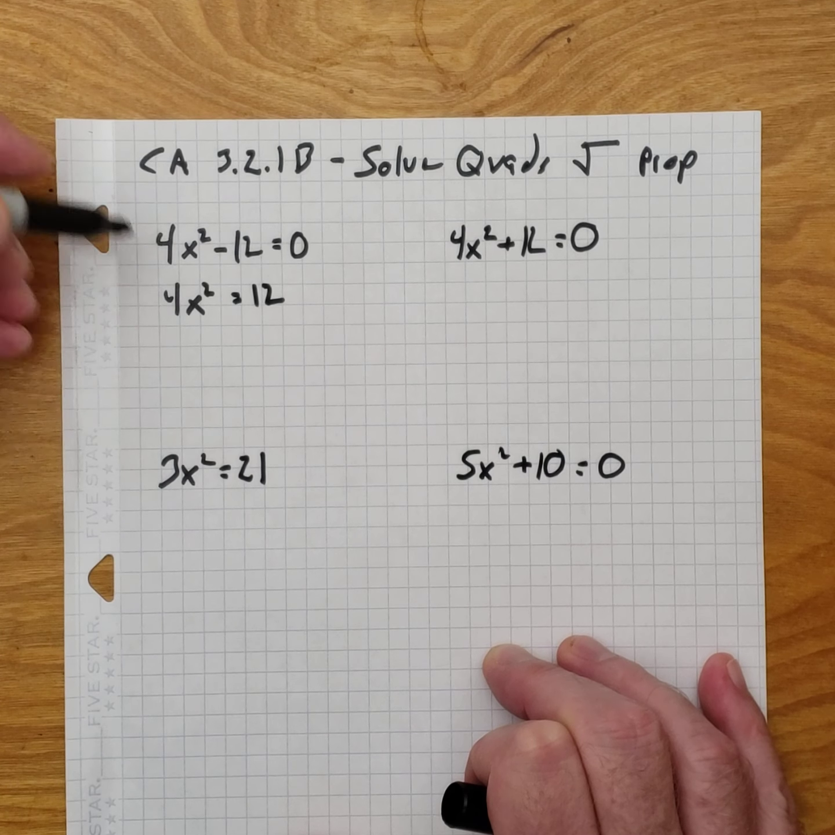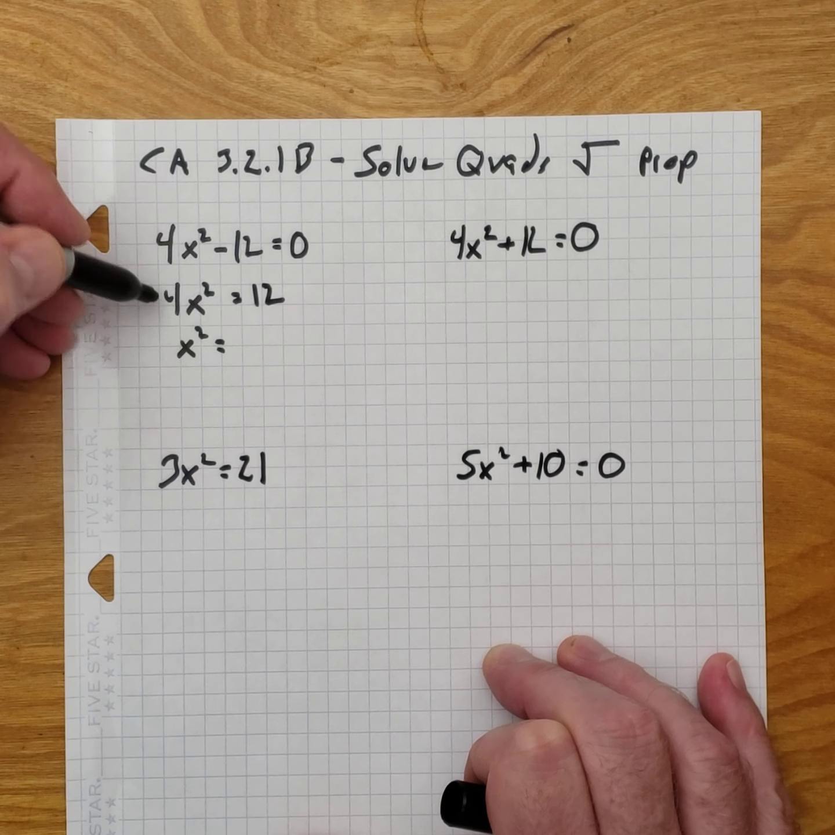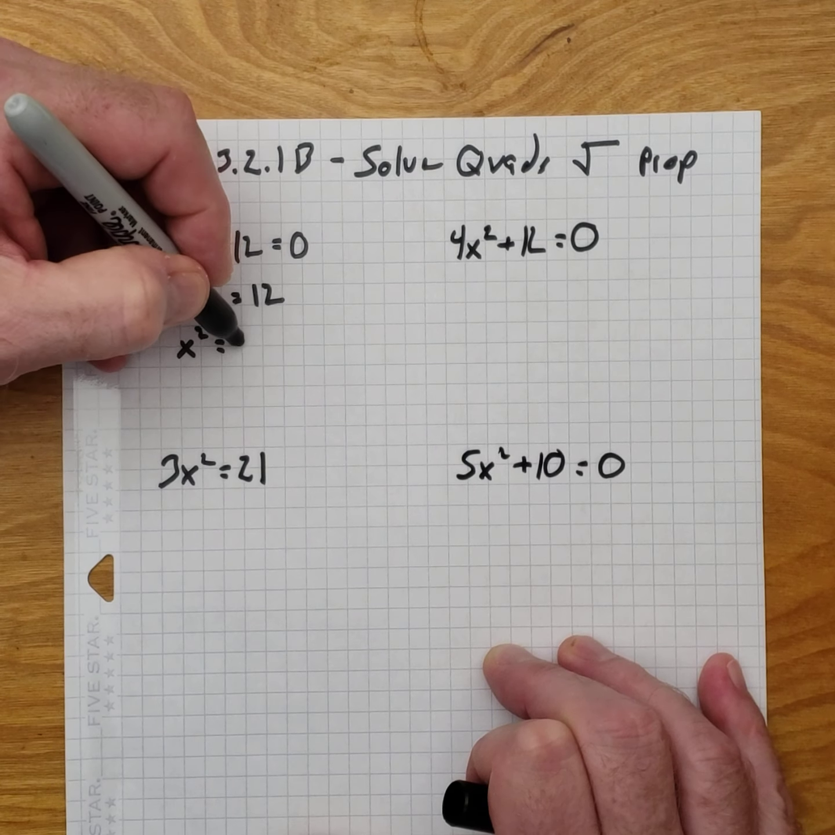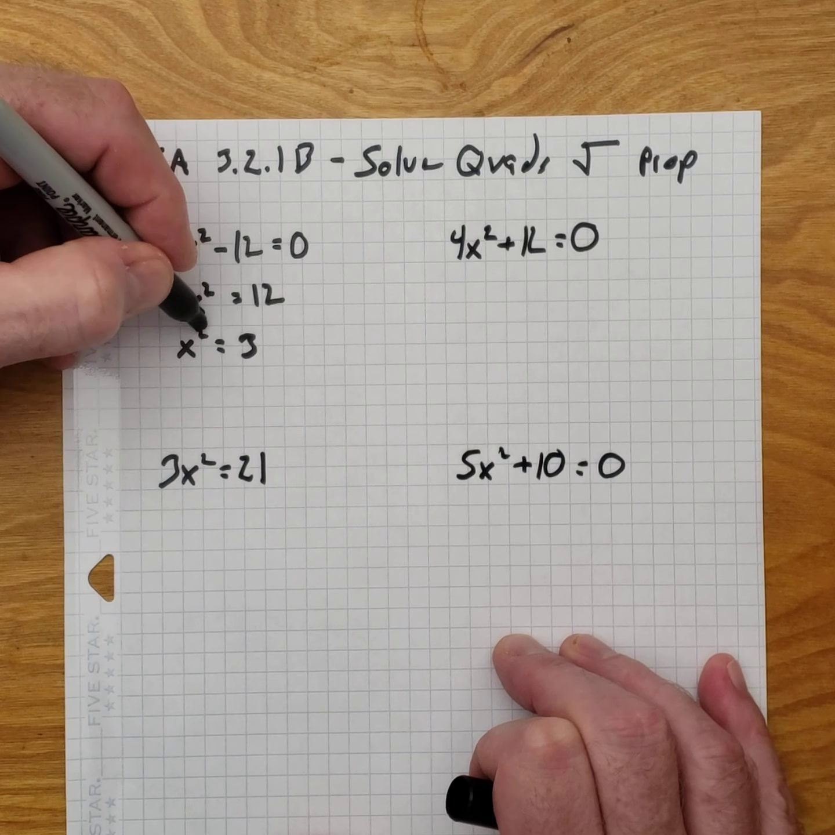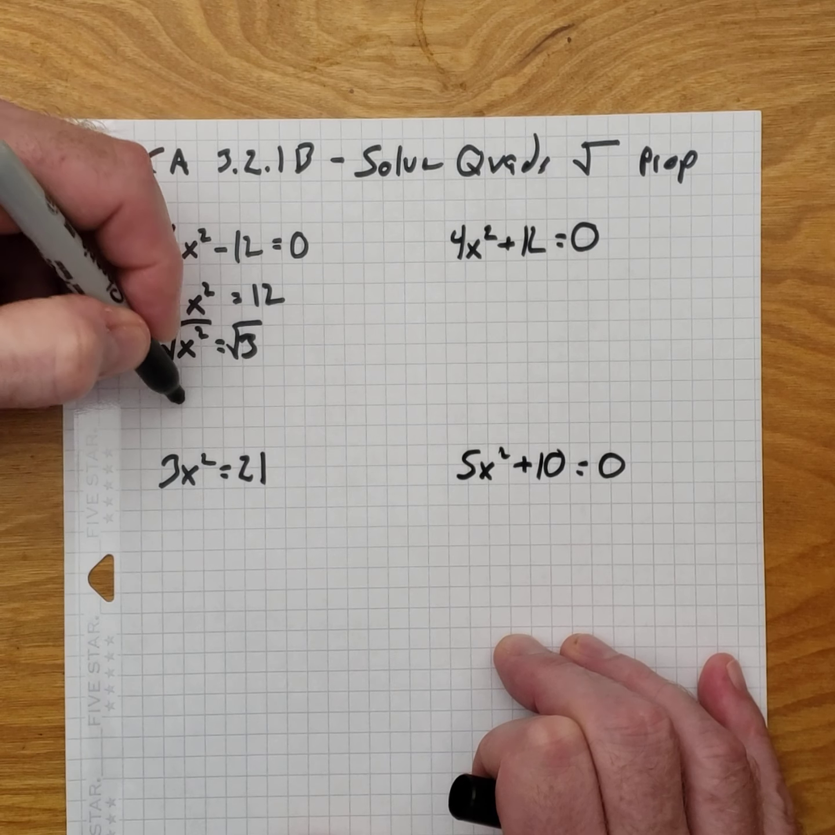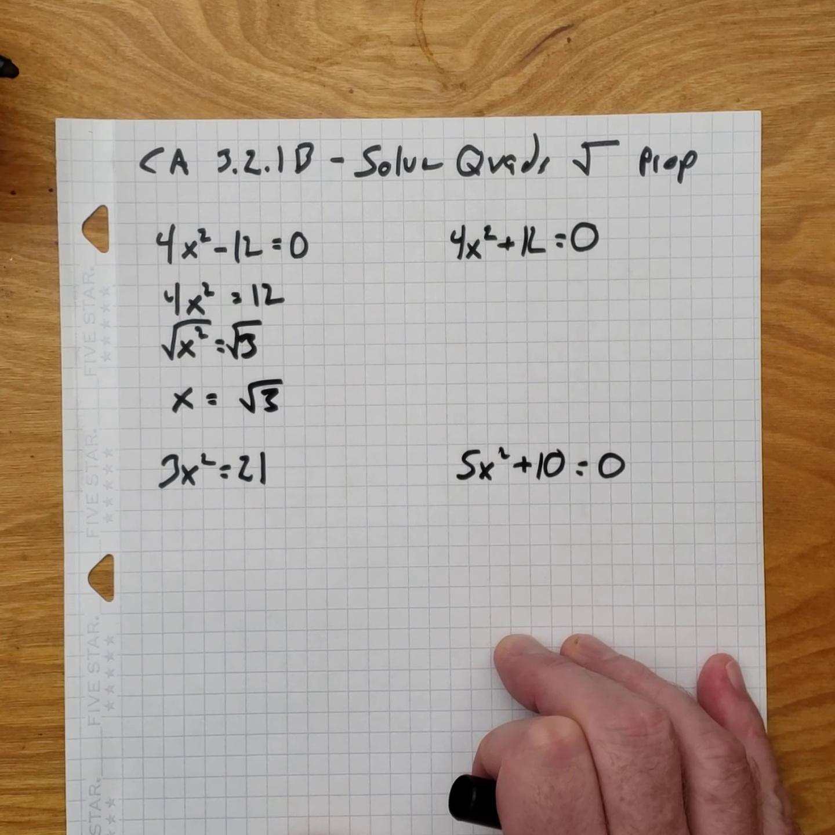Then I can divide by 4, and that will give us 12 divided by 4 is 3. And then we can take the square root of both sides. So we'll get x is equal to the square root of 3.